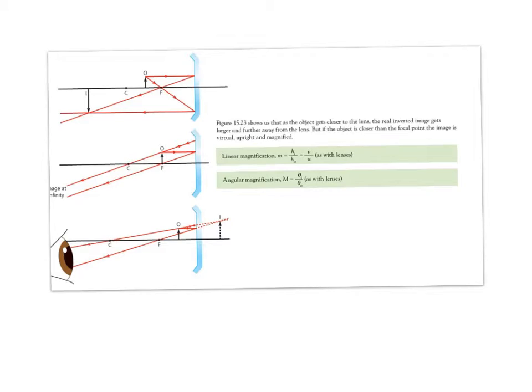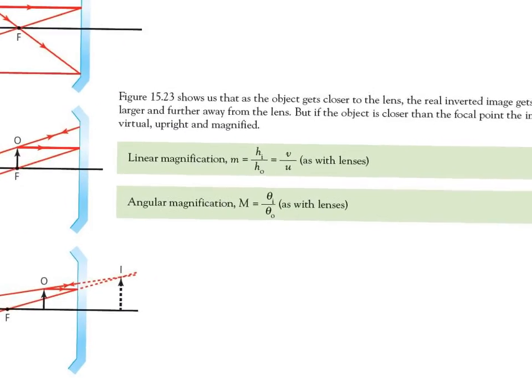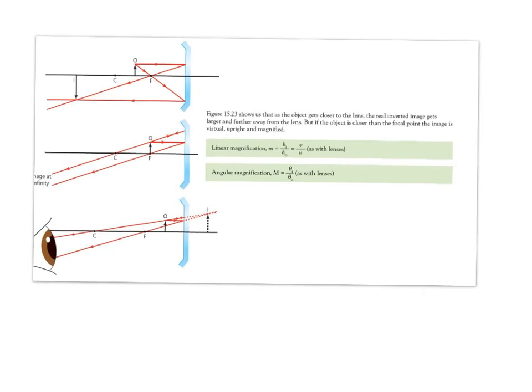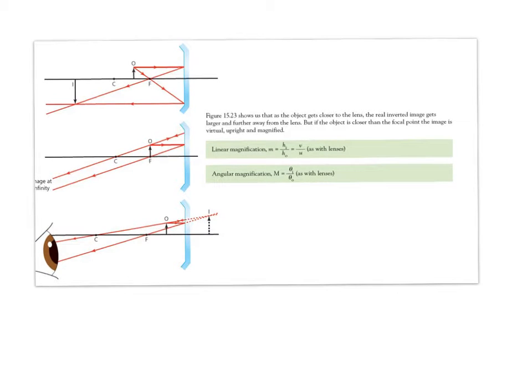Our magnification relationships are the same as for lenses. Figure 15.23 shows us that as the object gets closer to the lens, the real inverted image gets larger and further away. But if the object is closer than the focal point, the image is virtual, upright, and magnified. So those are your trends for images and your magnification.